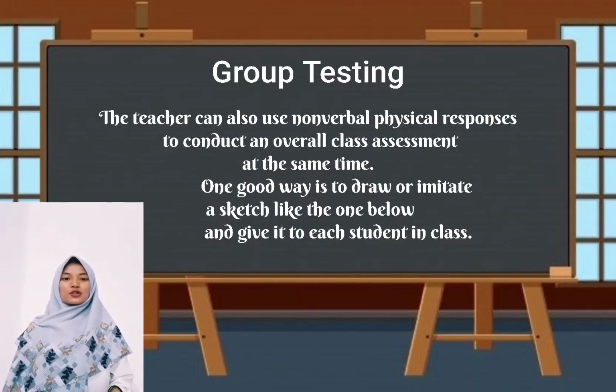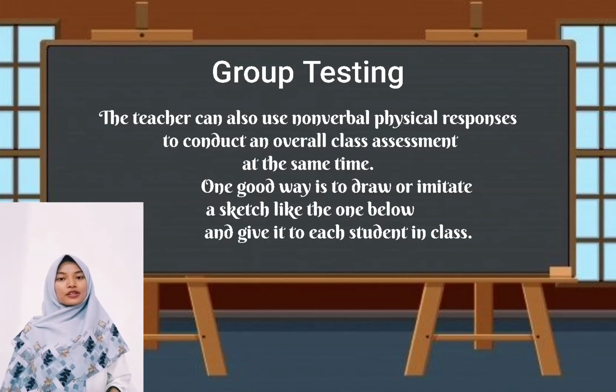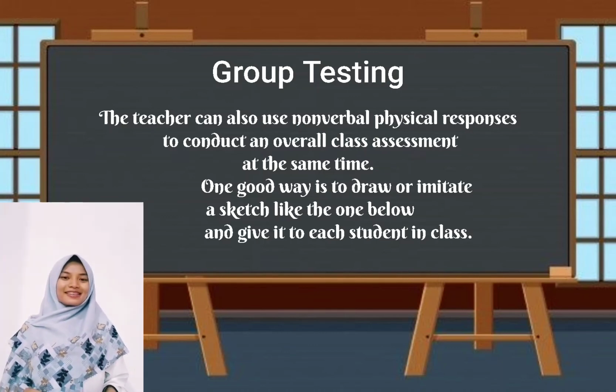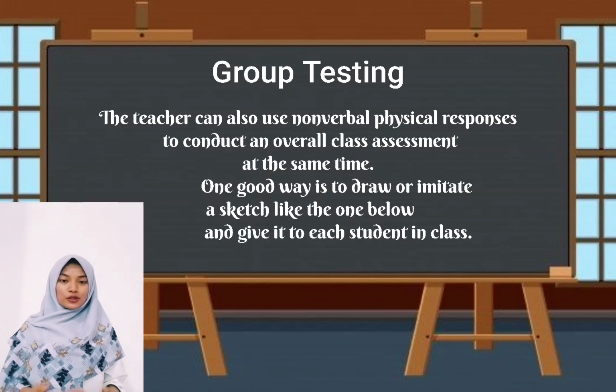And the second is group testing. The teacher can also use non-verbal physical response to conduct an overall class assessment at the same time. One good way is to draw or imitate a sketch like the one below and give it to each student in class. After an example, such as draw a circle around the boy, the teacher can say, now draw a circle around a tree. Other commands can also be put an X on every tool.